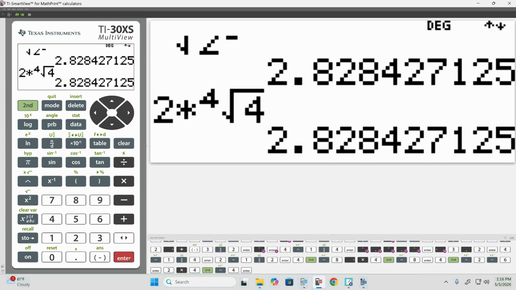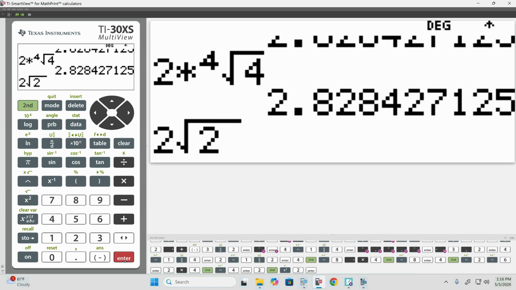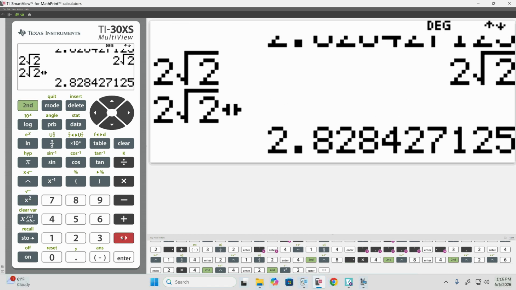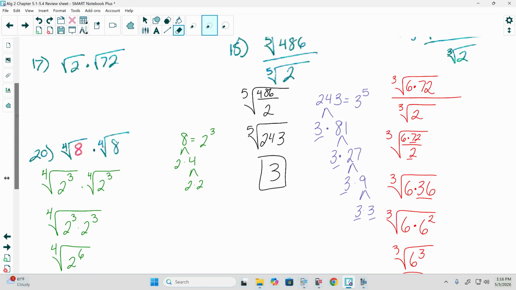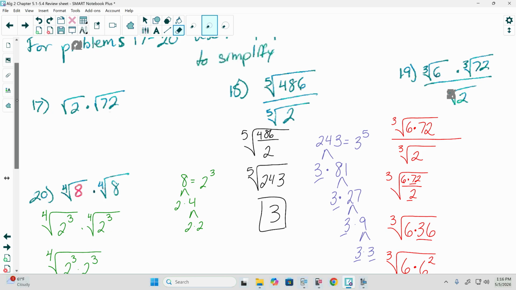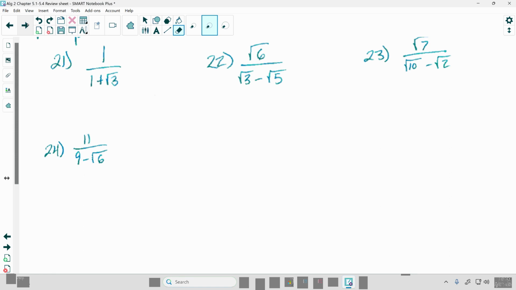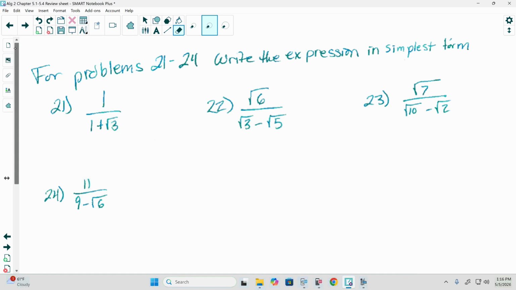If you have a number in front of a radical that is not a square root, it's good to put that multiplication just to make sure it doesn't take that 2 with it. And we see that these are the same. 4th root of 4 is the square root of 2, since 2 squared is 4. Any questions on 17 through 20? 21 through 24, which one do we want to look at?